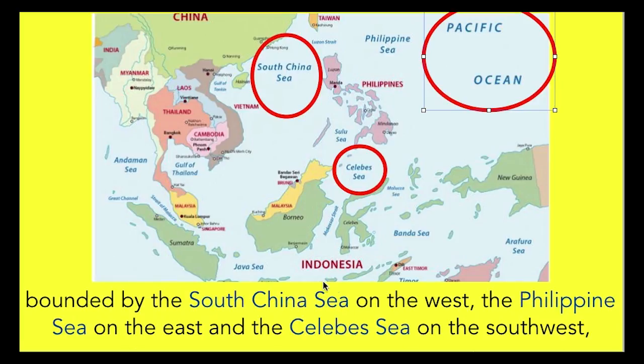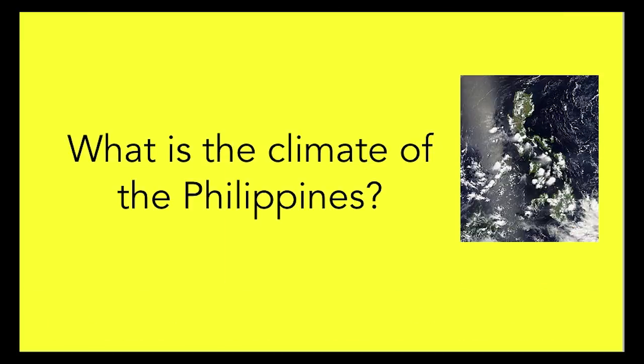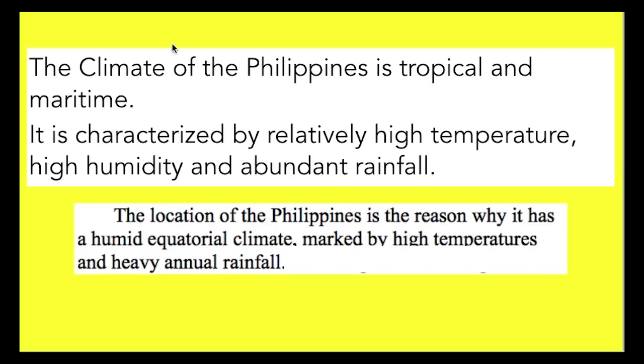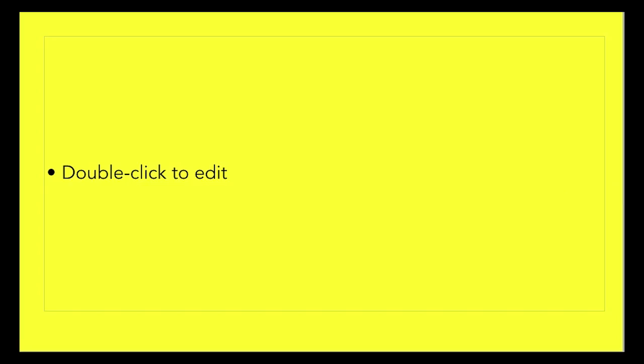Now, the location of the Philippines is the reason for the kind of climate that it has. Number one, it is very near the equator. It is in between the Tropic of Cancer and the equator, giving the Philippines a very humid equatorial climate, also known as tropical climate, together with some other Southeast Asian nations. And in our next video, we'll be discussing the landforms and other bodies of water that are inside of the Philippines.